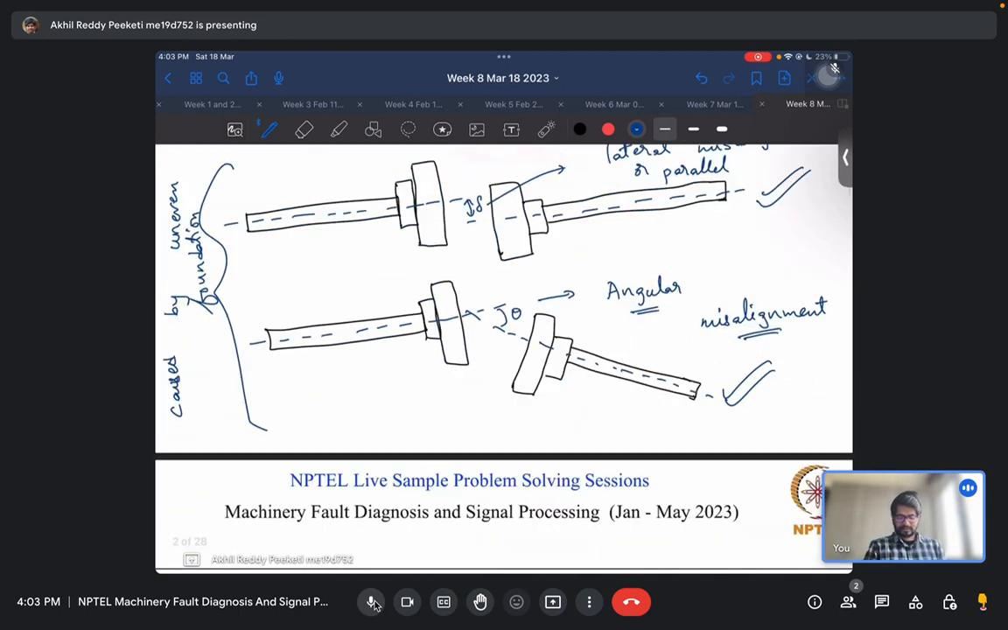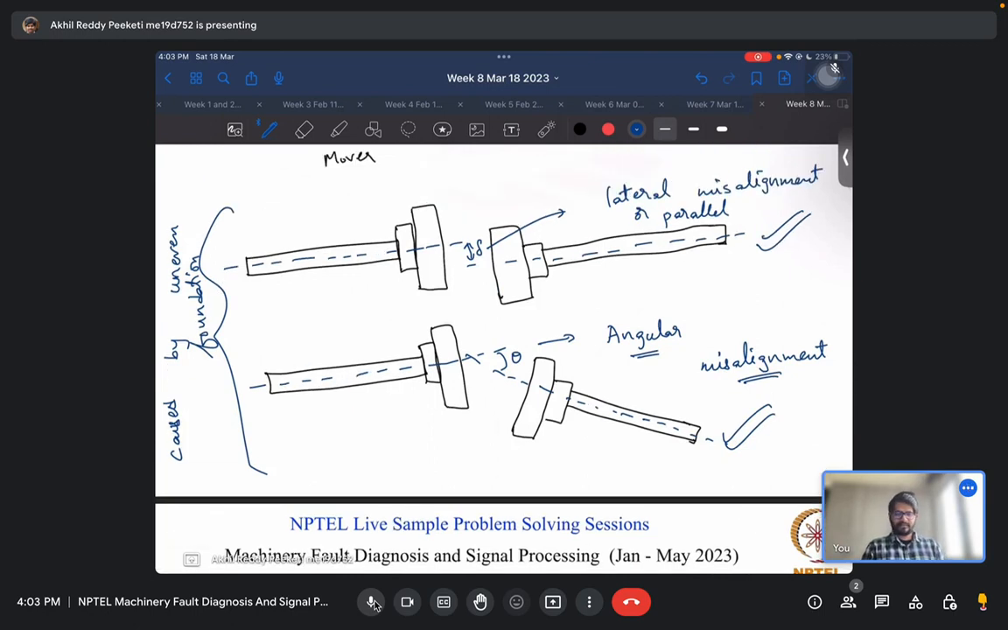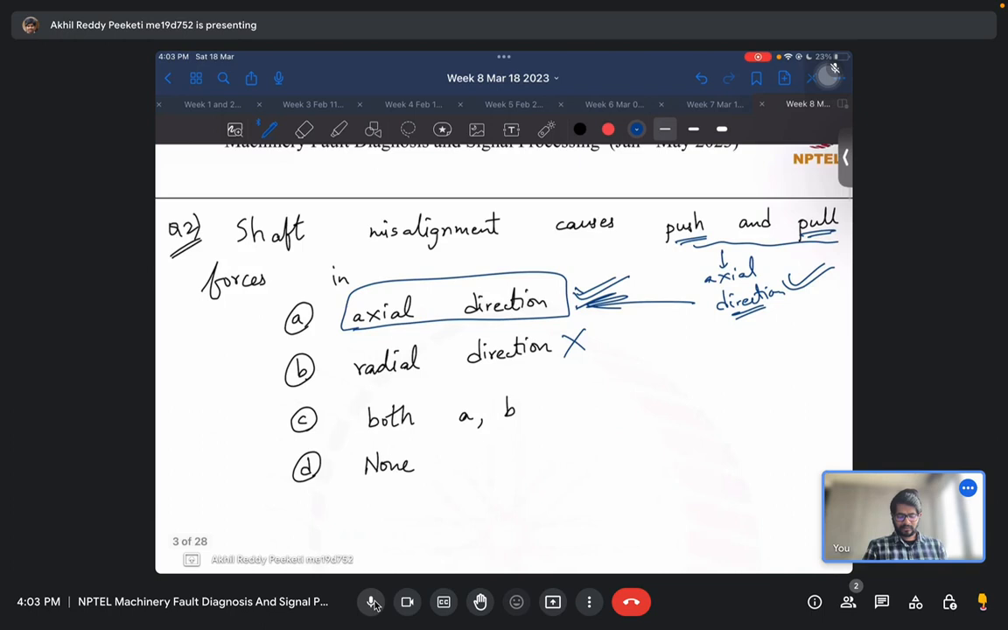Now these misalignments are possible because of uneven foundations when you are doing the installation. Now this shaft misalignment actually causes push and pull forces because they are not aligned perfectly, and these forces will usually be in the axial direction and not in the radial direction. Okay.